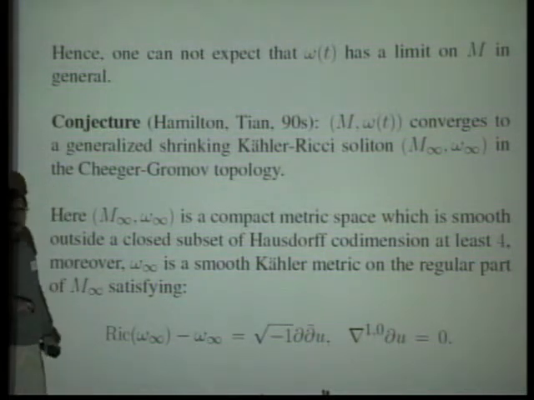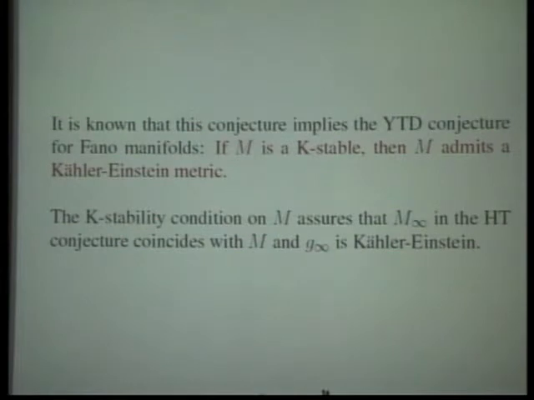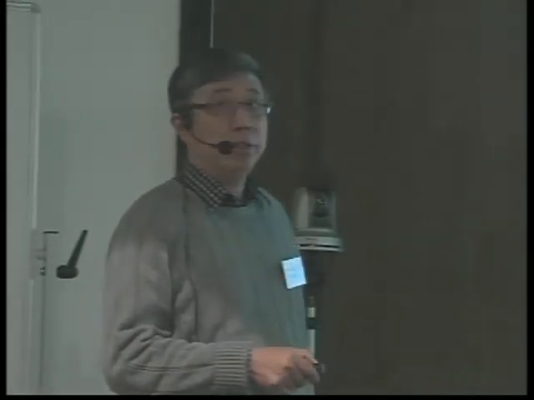That means that you induce a Hermitian vector field. So when I say generalized, that simply means that this omega infinity still has some singularities along a subset of very high codimension. It is known that this conjecture actually implies the Yau-Tian-Donaldson conjecture for Fano manifolds, because the K-stability condition on M assures that M infinity in this conjecture coincides with M, and g infinity is Kähler-Einstein.